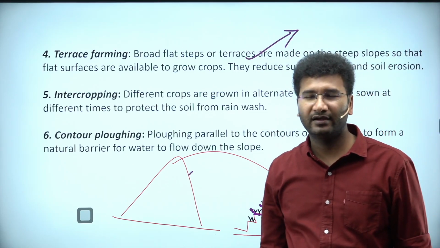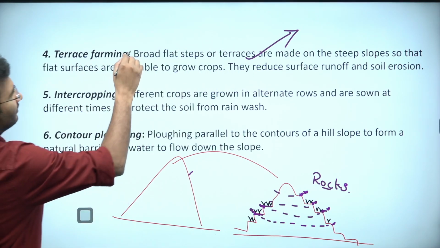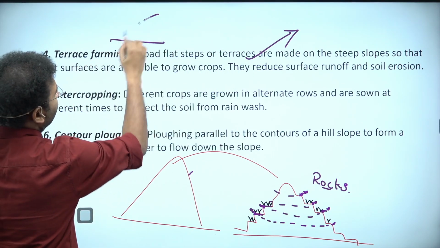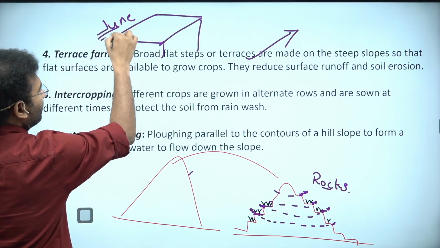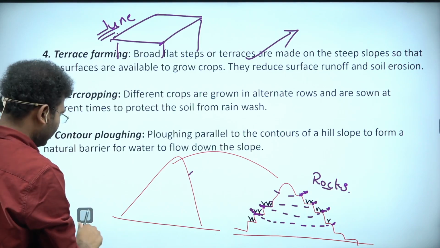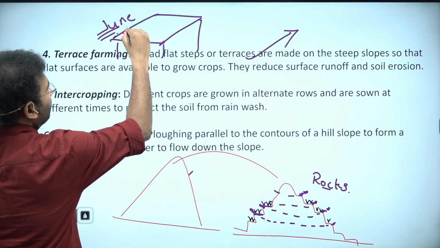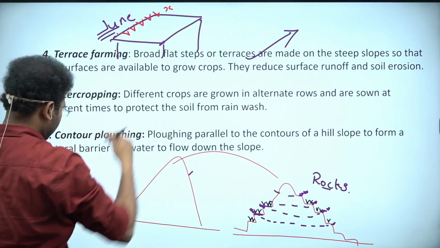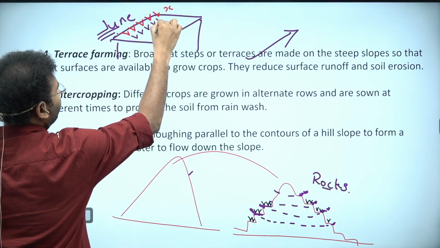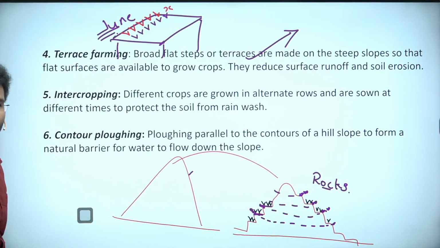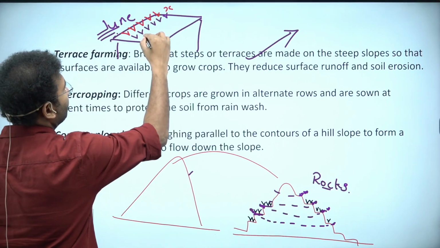Come to intercropping. Intercropping basically means you're going to grow more than one crop in an alternative manner. For example, this is your farmland and this is the month of June, right? In the month of June, you might be growing X crop here, and in this another row you'll grow another crop, right? Clear? Here the choice of crops, you'll choose two different crops.